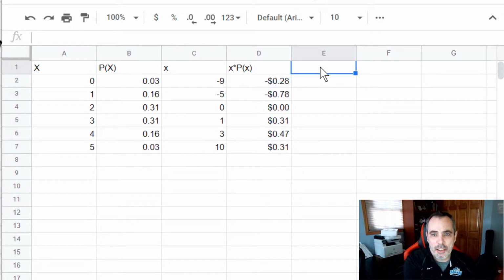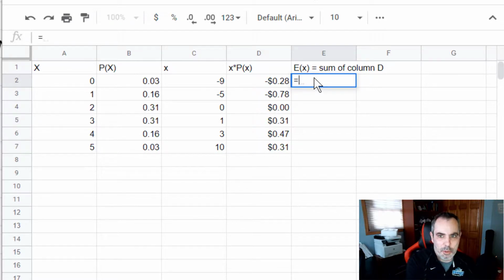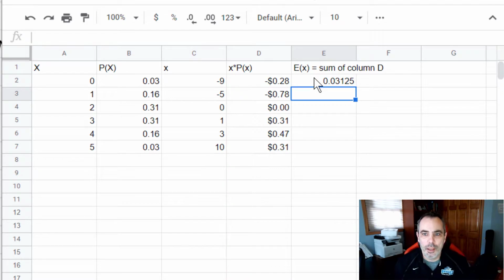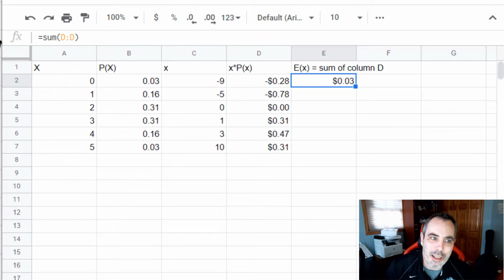The expected value of X is really just the sum of that column D. It's the sum of all of those things that I just put together. So I'm going to do sum of column D and format that as dollars and cents. With this setup, it's telling me positive 3 cents. Every time I play this game, I'm expecting to win 3 cents.